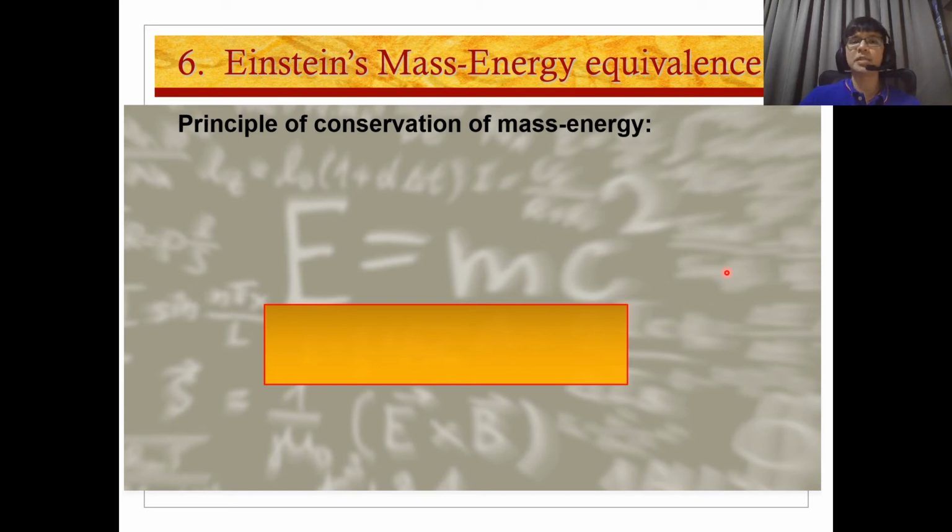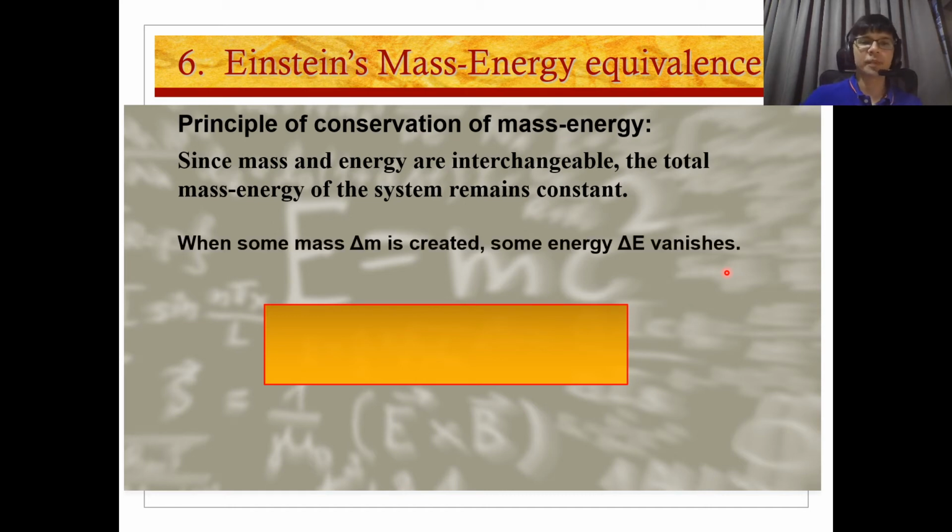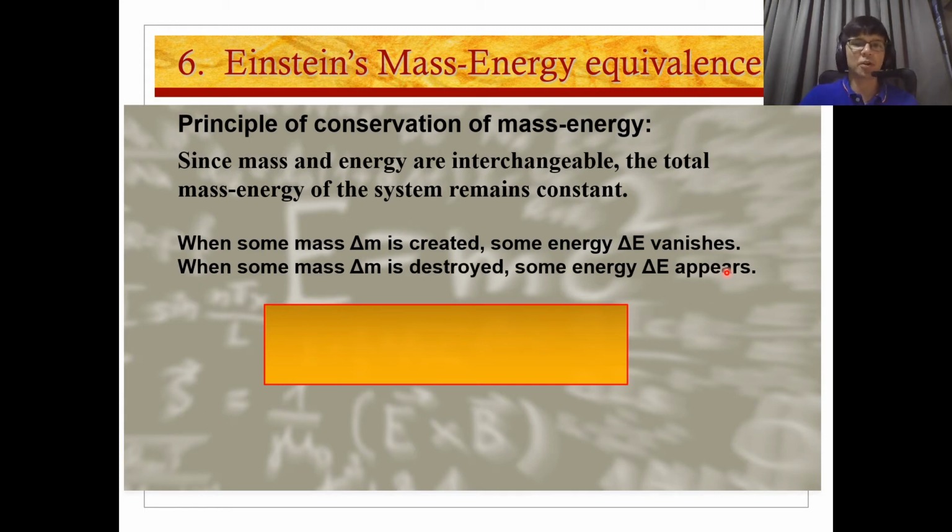So let's lay out the principle of conservation of mass energy, which is a modification of our principle of conservation of energy. Basically, Einstein says that mass and energy are interchangeable, and the total mass energy of a system must remain constant. So this must mean that if mass and energy are interchangeable, then when some mass is created, some other form of energy must vanish. And when some mass is destroyed, some other form of energy must appear.